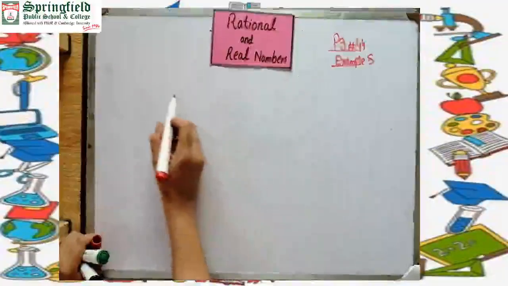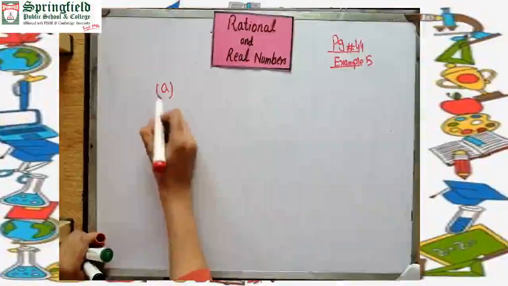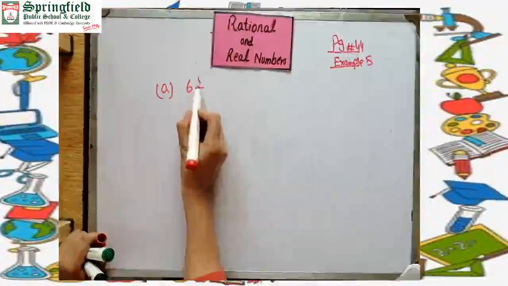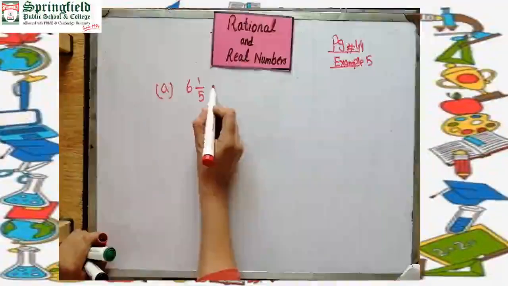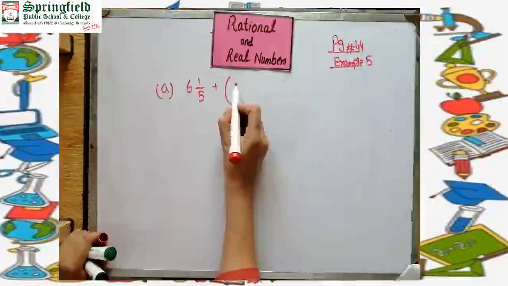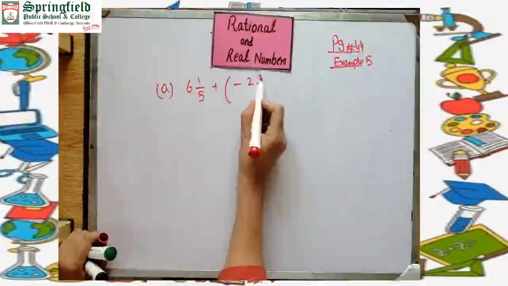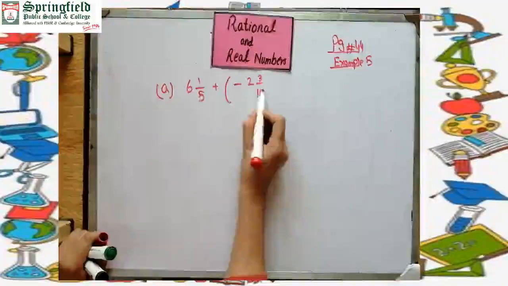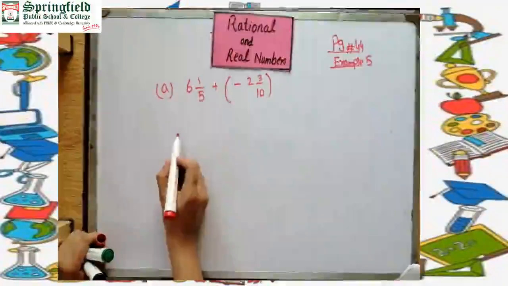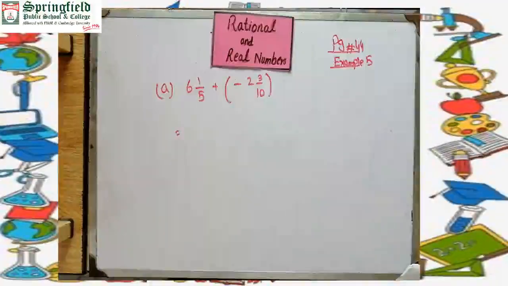There are two mixed numbers. The A part is 6 whole 1 by 5 plus, put the bracket, write down the second mixed number, minus 2 whole 3 by 10, close the bracket. So how can we find the final answer of these two mixed numbers?